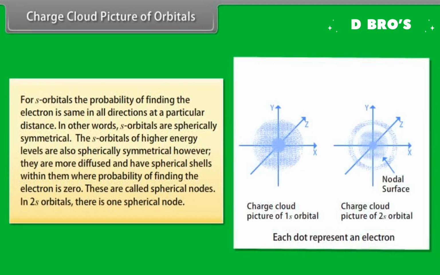Charge cloud picture of orbitals. For s orbitals, the probability of finding the electron is the same in all directions at a particular distance. In other words, s orbitals are spherically symmetrical. The s orbitals of higher energy levels are also spherically symmetrical, however, they are more diffused and have spherical shells within them where the probability of finding the electron is zero. These are called spherical nodes. In 2s orbitals, there is one spherical node.